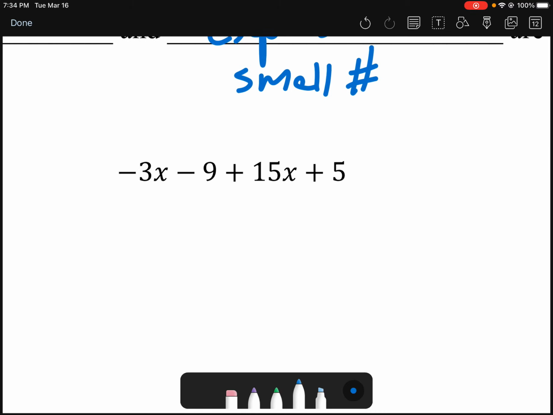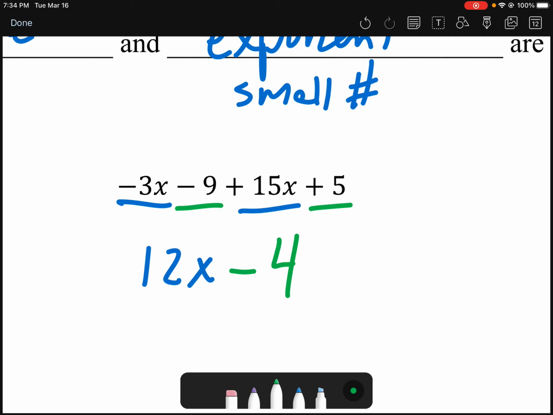And our next expression here, I have negative 3x minus 9 plus 15x plus 5. So again, I'm just looking for my like terms, the terms with the same letter afterwards. So I have negative 3x and 15x. I'm just going to add the numbers out in front, my coefficients, together. Negative 3 plus 15 is 12x. And then I also have negative 9 plus 5. Adding those together, I get negative 4, so I'm just going to go ahead and put a minus 4 here.